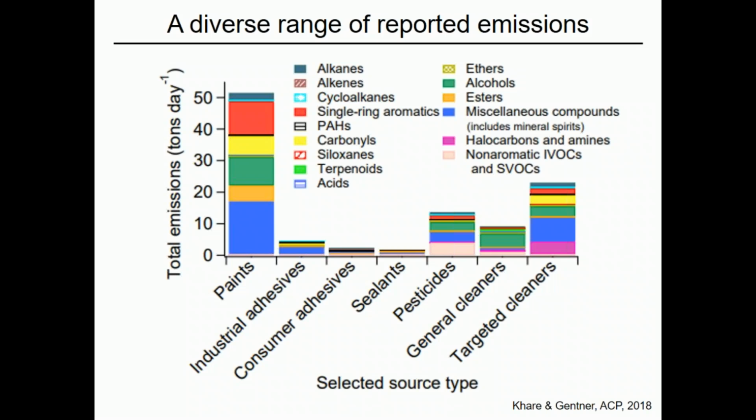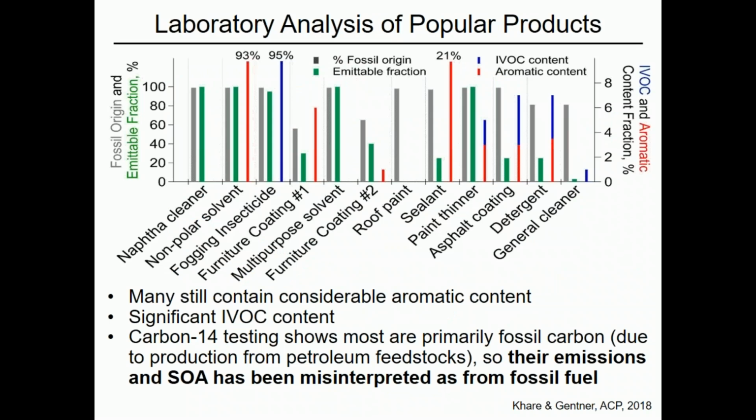And then looking at different consumer adhesives, industrial adhesives, pesticides, sealants, and cleaners, you see a breakdown across all these other functional groups. So I won't go through this in more detail, but if you look at the paper, you can see all the numbers. So, all right, we did an analysis of a variety of products in our lab to compare to what was currently out there in the inventories and also to compare what was in the MSDSs, the material safety data sheets.